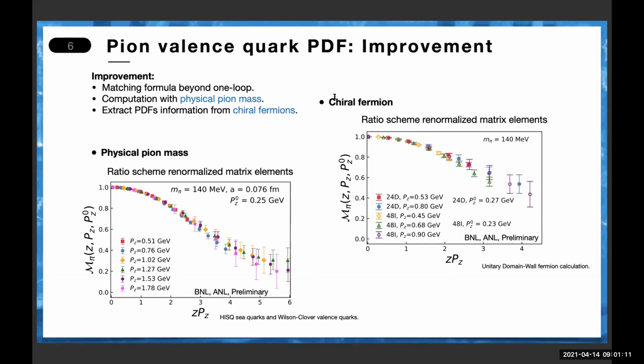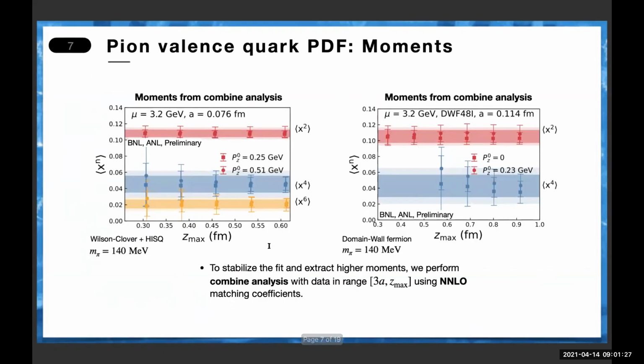And then we have a calculation using chiral fermions, the unitary domain wall fermion calculation. In this case, we have two sets of data with momentum up to around 1 GeV, resulting in zPz around 4. As we have discussed, the NNLO matching formula can describe the evolution of the data very well. So we perform a combined analysis of the lattice data in a range of z. By the combined fit, we can stabilize the fit and try to extract the higher moments.